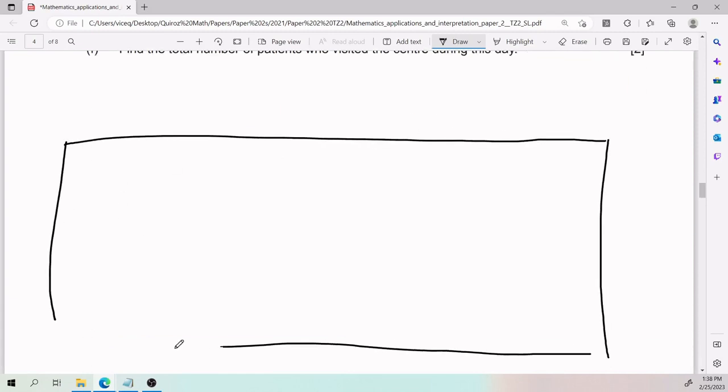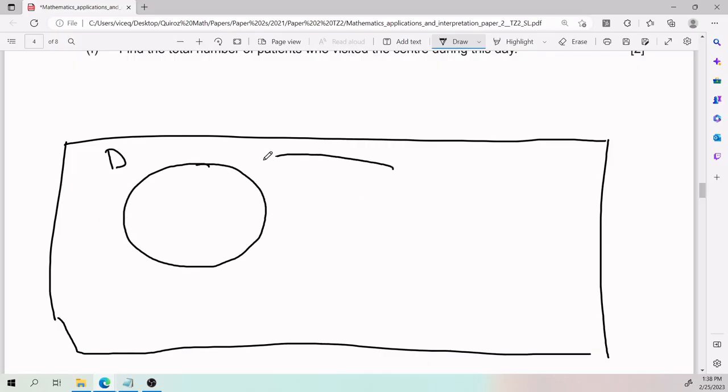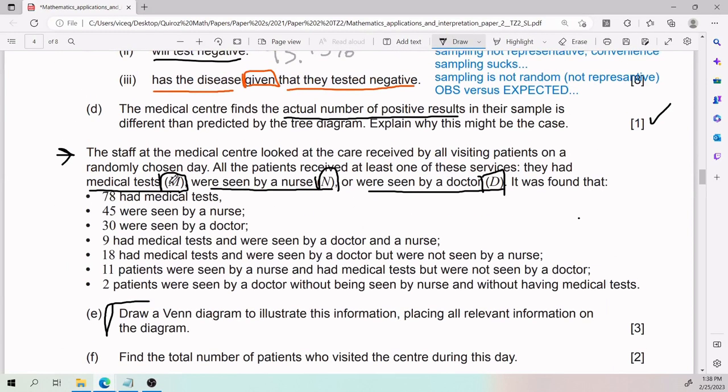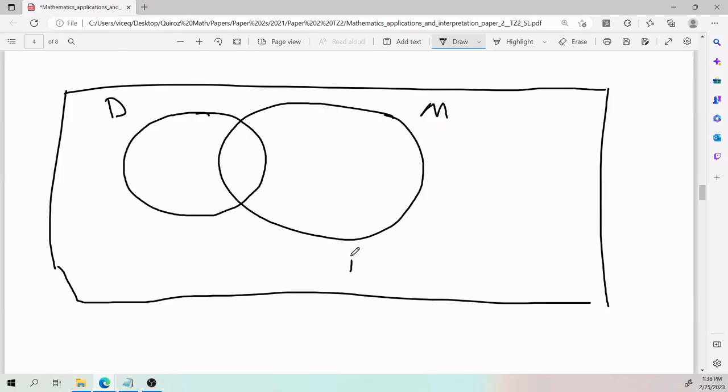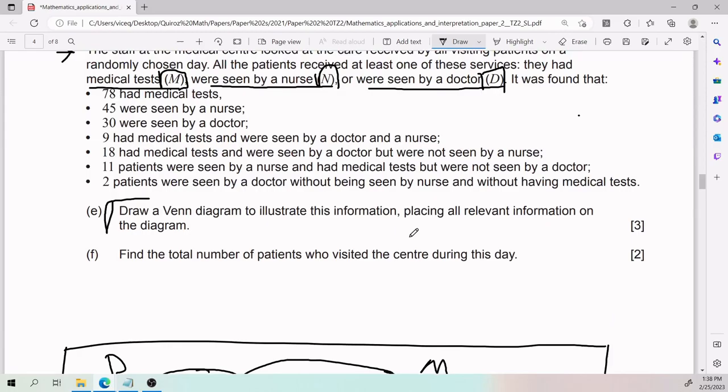So now I'm going to go ahead and draw my Venn diagram. Make it nice and big. Give yourself a lot of space. I'm going to put a circle up here for D, doctor. Another circle over here for M, medical tests. And N for nurse down here. All right. And so first I'm going to commit a mistake filling in the Venn diagram.